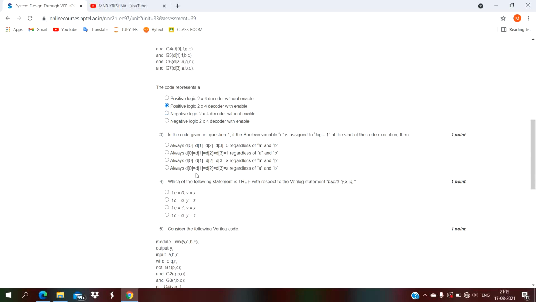Then the third question: in the code given in question 1, if the Boolean variable C is assigned logic 1 at the start of the code execution, then, by observing the options, we can conclude that D0, D1, D2, D3 are always the same regardless of A and B. We have to find the value of D0, D1, D2, D3 only.